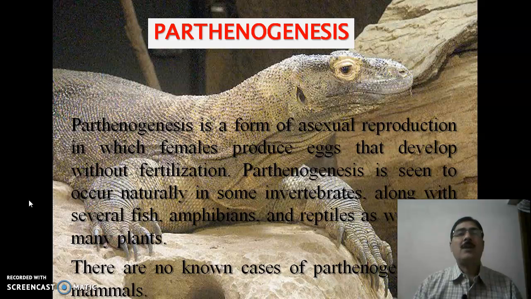Now, what is parthenogenesis? Just to revise, in the case of certain lizards like Lacerta saxicola, only females occur in the environment; males are unknown. So parthenogenesis is a form of asexual reproduction in which females produce eggs that develop without fertilization. Parthenogenesis is seen to occur naturally in some invertebrates, along with several fishes, amphibians, and reptiles, as well as in many plants. There are no known cases of parthenogenesis in mammals.